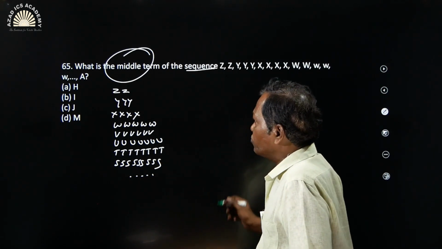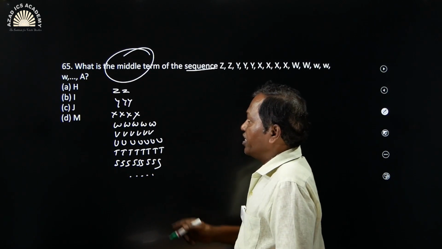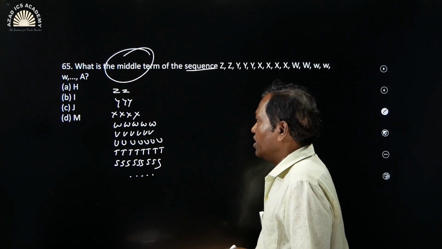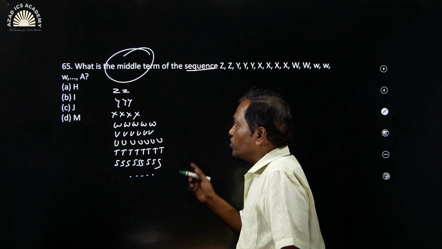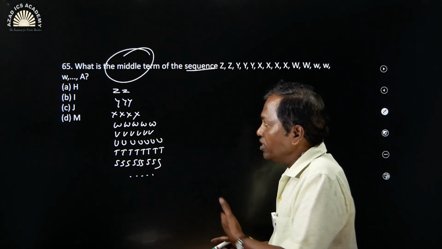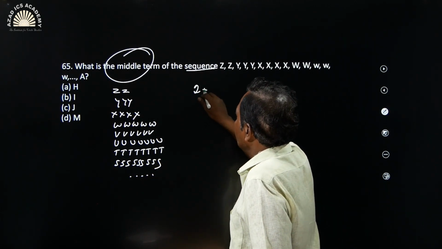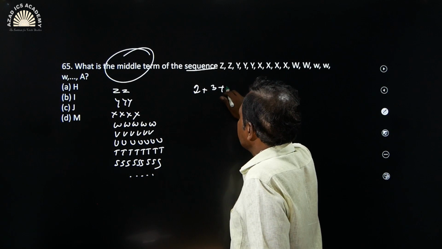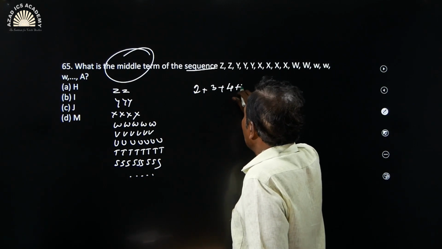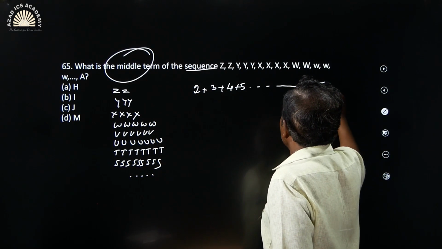So A can be written 27 times. Since Z is the first letter, it is written twice. Y is the second letter, written thrice. X is the third letter, it is written 4 times. And A is the 26th letter in the reverse order, it can be written 27 times. And it will be like that: 2 plus 3 plus 4 plus 5 like that you can take, and 27 it ends here.